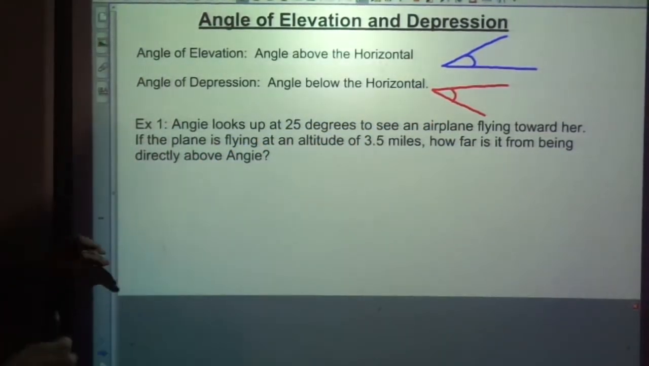Okay? So you can pause the video to write down this example. There's a lot of words here, so you can pause it if you want. You should probably pause it here, and then we'll work it out.